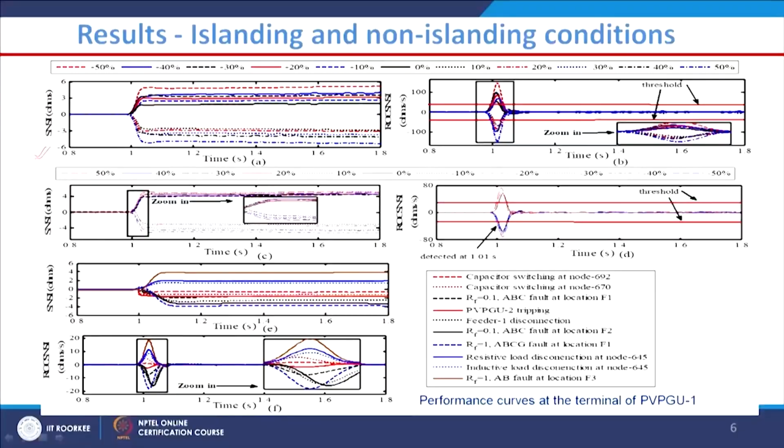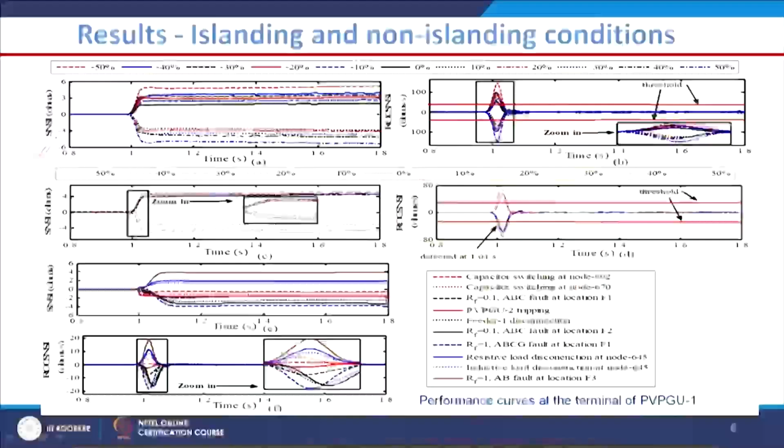Now, if we see the first figure, SNSI stands for superimposed negative sequence impedance, and you can see it for different percentages of power mismatch, like minus 50%, minus 40%, minus 30%, and we went up to plus 50%. If we are close to a higher percentage of power mismatch, the performance is very good, but it is a difficult situation for lower power mismatch conditions.